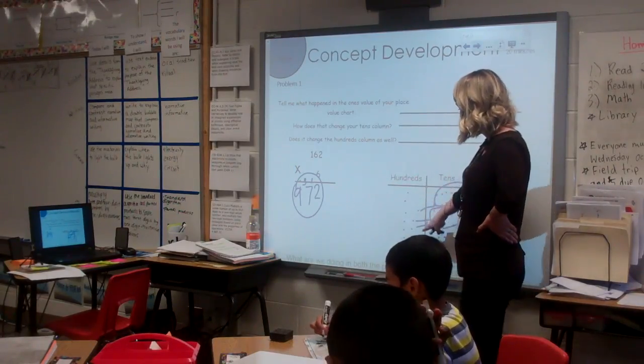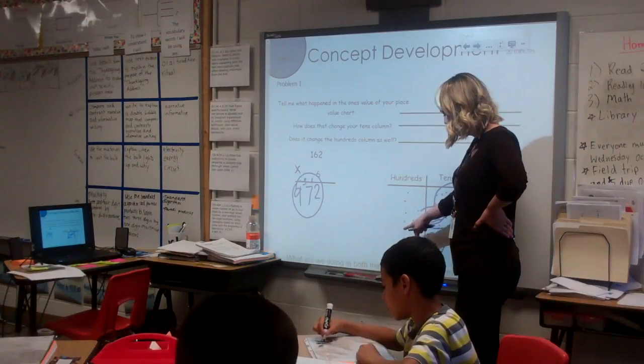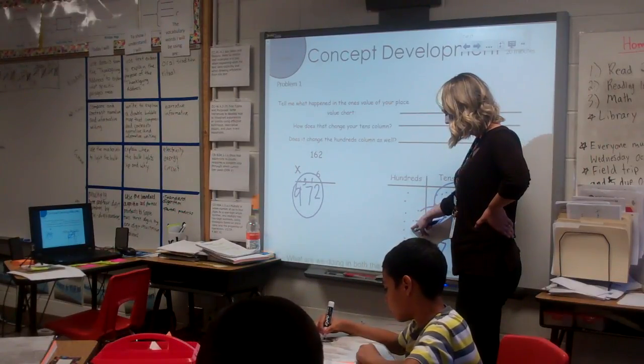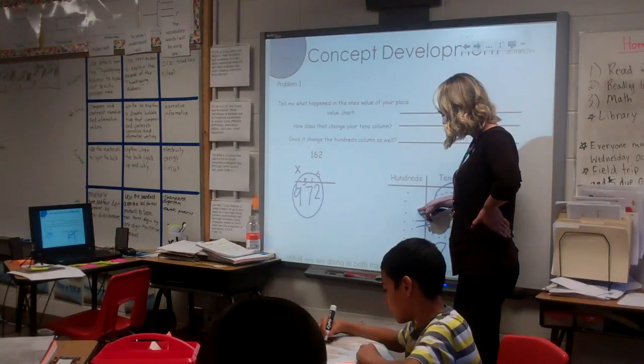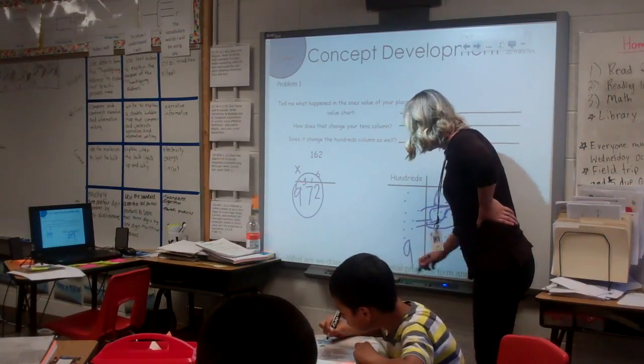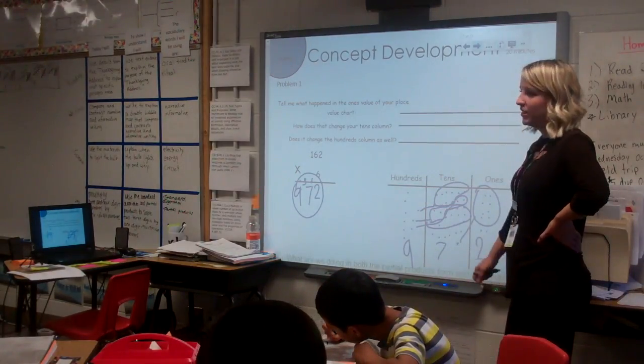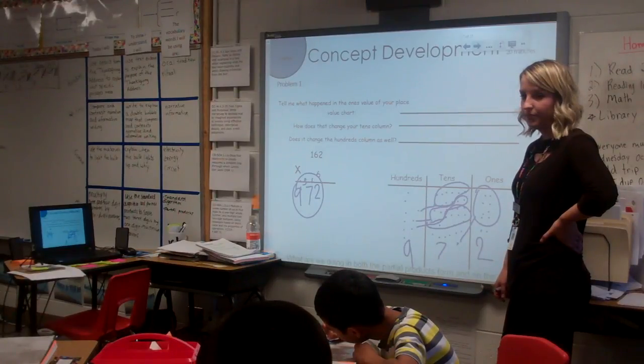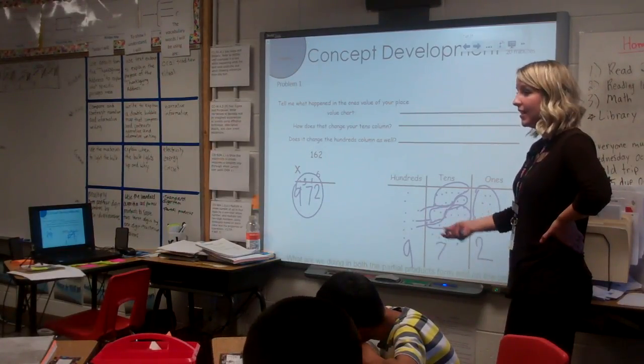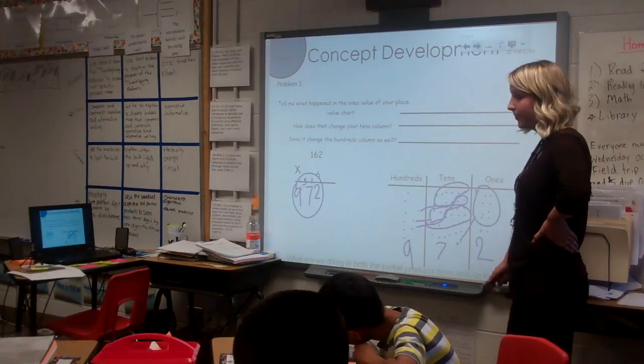All right, so for the hundredth place, how many do you have? 1, 2, 3, 4, 5, 6, 7, 8, 9. All right. So what do we notice about this that's the same as the standard algorithm form? It's the same number. We get the same answer a different way, right?